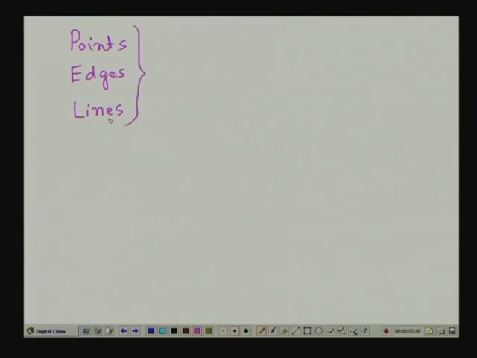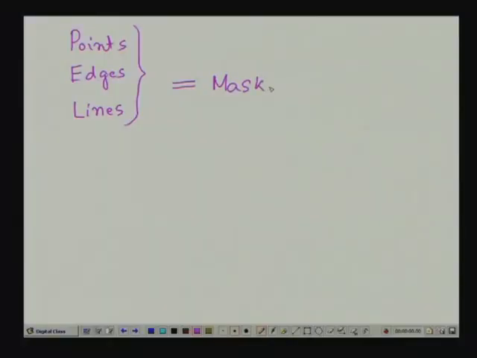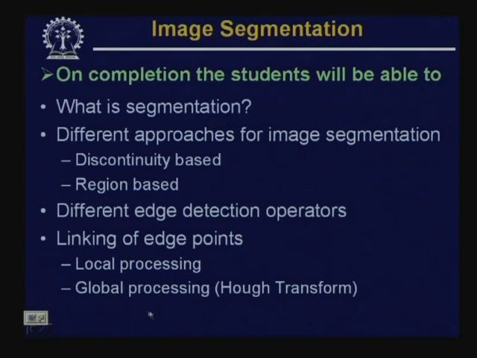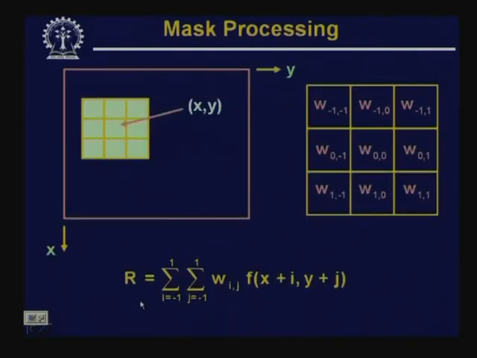And for detection of this kind of discontinuities, that is either detection of points or detection of lines or detection of edges, the kind of approach that we will take is use of a mask. So, using the masks, we will try to detect isolated points, or we will try to detect the lines present in the image, or we will try to detect the edges in the image. Now, use of masks we have discussed earlier in connection with our discussion of image processing, like image smoothing, image sharpening, image enhancement and so on.